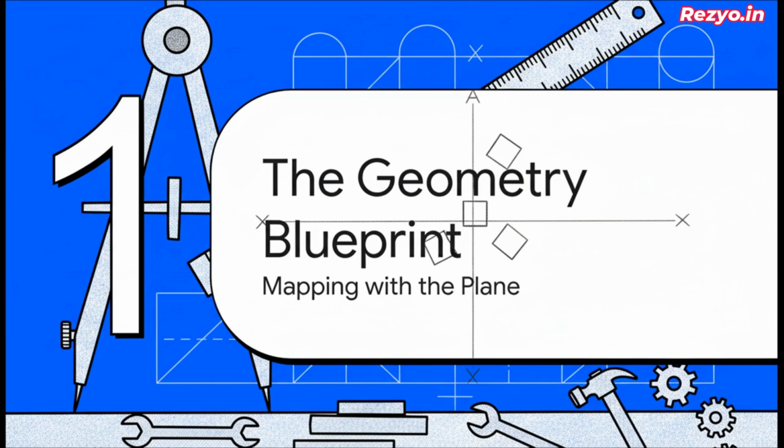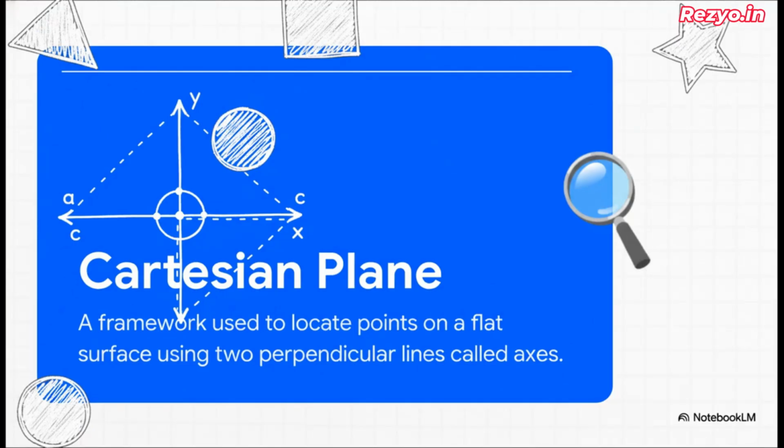Okay, so our first stop is the blueprint, the actual workbench where we're going to build and take apart all of our shapes, and that is the Cartesian plane. So what is it? Just think of it like a perfect grid. You've got two number lines, one going sideways, one going up and down, and they cross each other at a perfect right angle. And believe it or not, this simple setup is powerful enough to map out literally any flat shape you can think of.